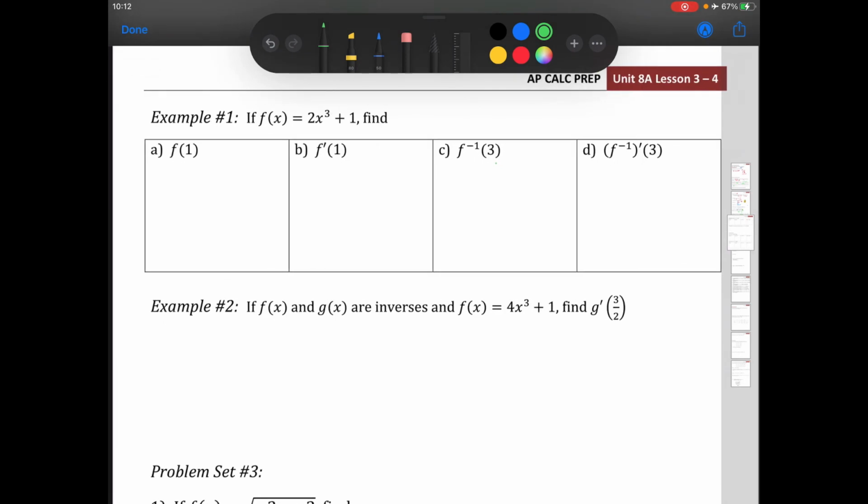It says f of x equals this function, find f of 1. So all I'm going to do is substitute in. I get 2 times 1 cubed is 2, plus 1 is 3. So my point would be: when x is 1, my y is 3. F prime of 1, so let's first take the derivative. The derivative of this is 6x squared. Now I want the derivative at 1, which is 6 times 1, just 6.